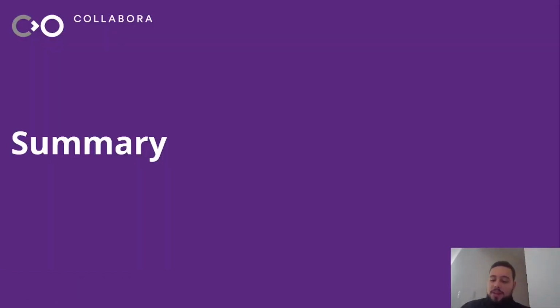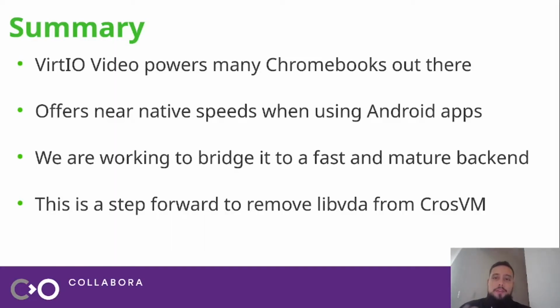So in summary, let's recap a little bit. Virtio Video already powers many Chromebooks out there today, and it offers near native speeds when using Android applications. And Collabora is working with Chrome OS engineers on a way to bridge it to a fast and mature backend, which is VA, because VA is very well established and it's not going anywhere. And this is a step forward in order to remove the dependency on libVDA from Crosvm.